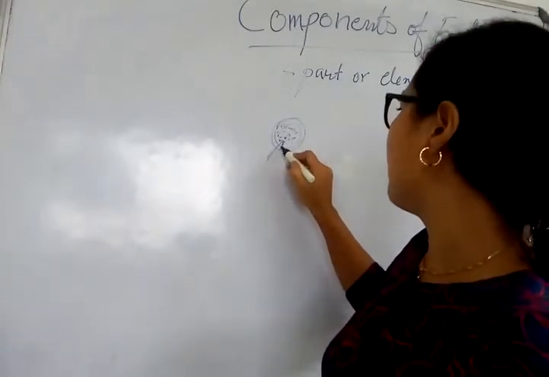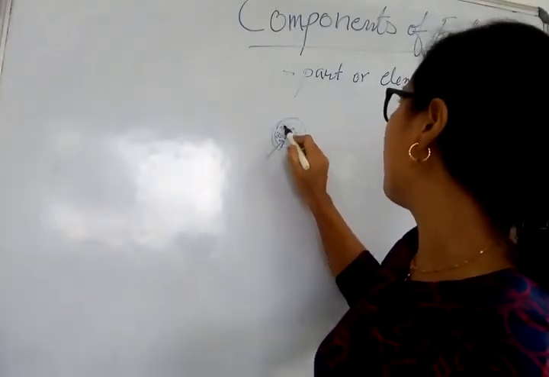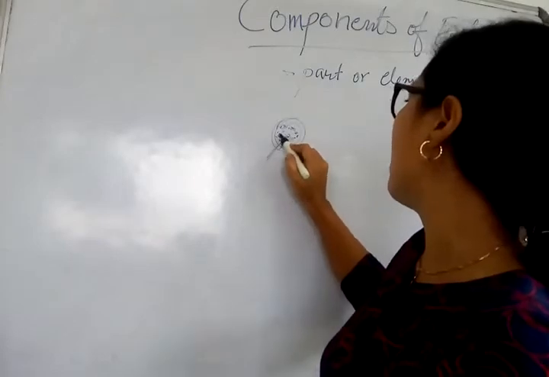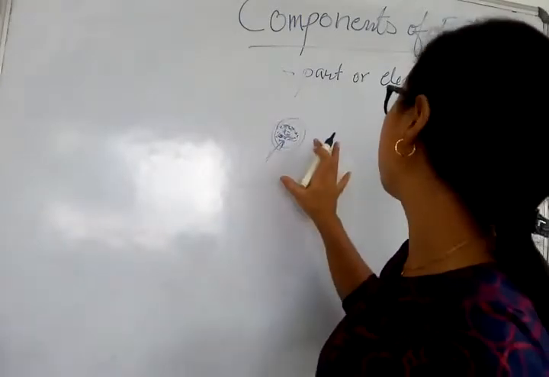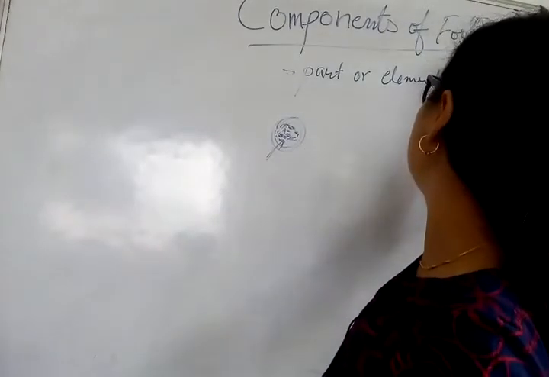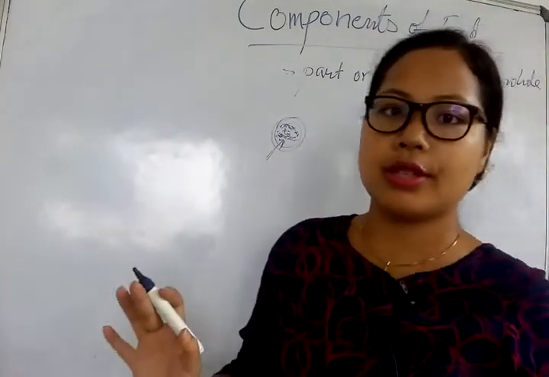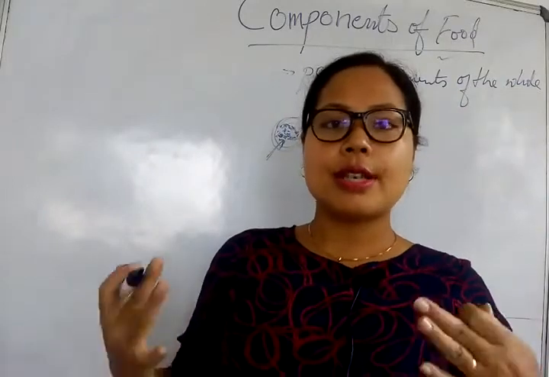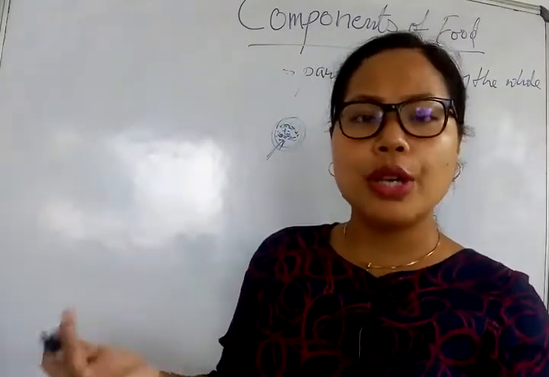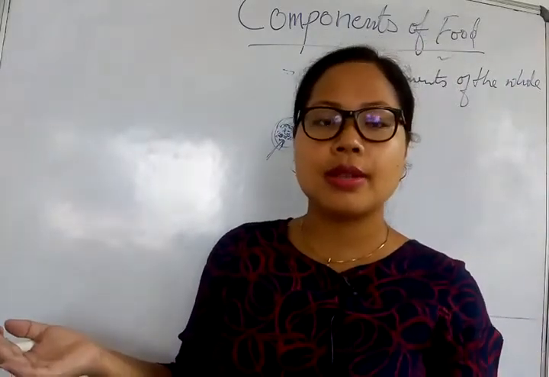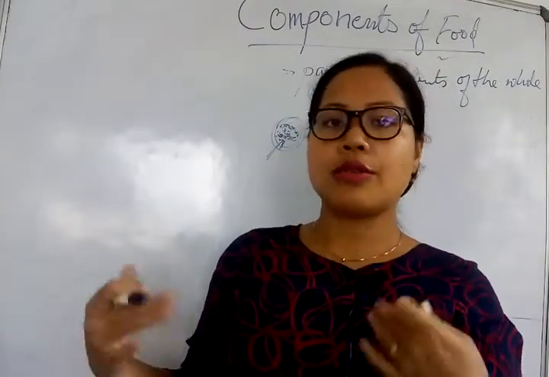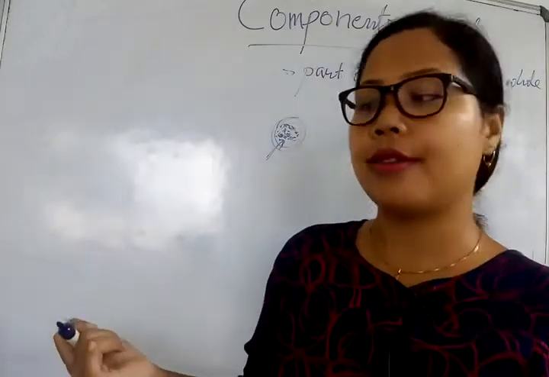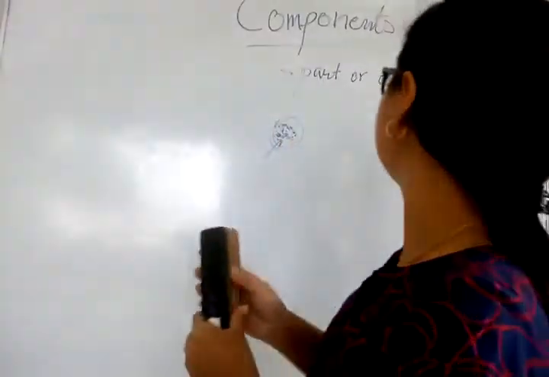So these chemicals, or parts of the foods, are what we are going to study in this topic. And do you know what food is? It is the nutritious substances which humans or animals eat or drink, or plants absorb, for the survival of life.